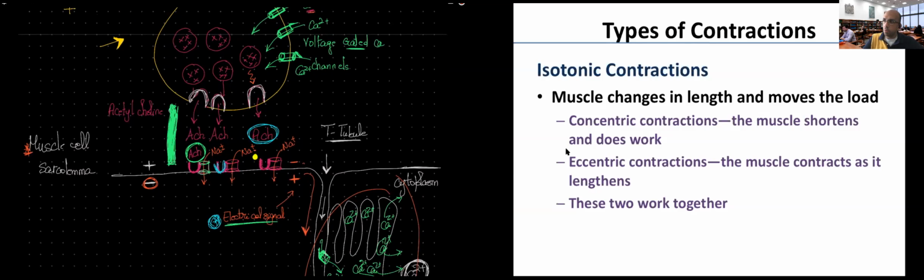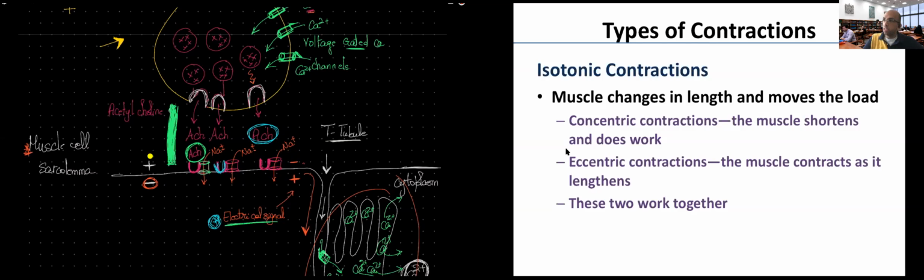Acetylcholine will then bind to its receptors on the sarcolemma, which is the plasma membrane of the muscle cell. The binding between the acetylcholine and its receptor on the muscle side will cause the opening of channels. One of those channels is going to be the sodium channel. And remember, sodium is a positively charged ion.